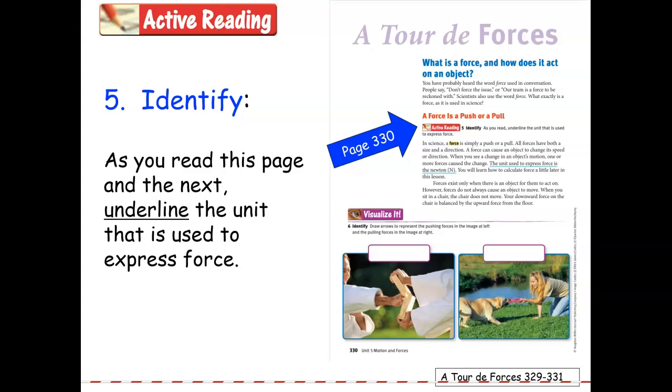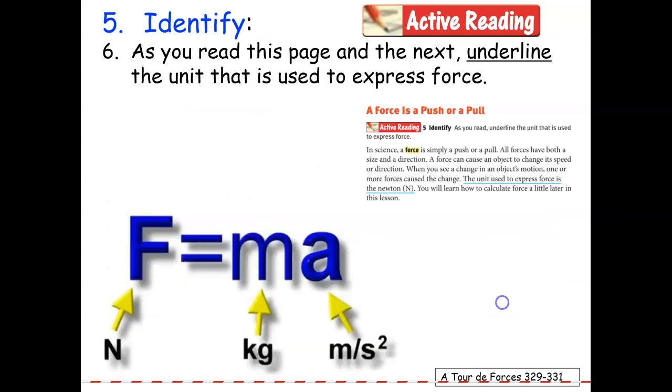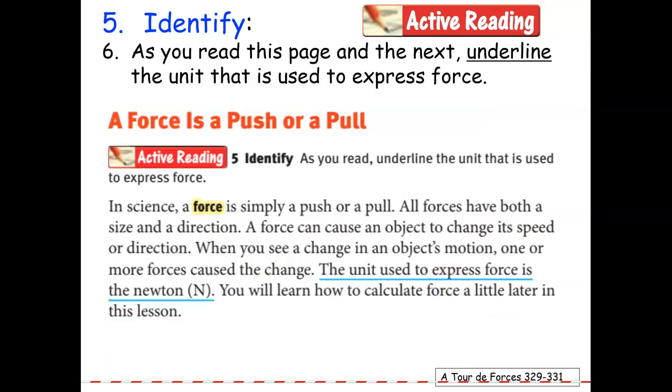Number 5 is an active reading, and it asks you to, as you read this page and the next, underline the unit that is used to express force. So the unit that is used to express force is a Newton. We represent it with a capital N. And if we break it down into its units, it's kilograms per meters per second squared. As you go into high school, you'll be breaking down some of these formulas and units, and so it's always good to know what they break down into.